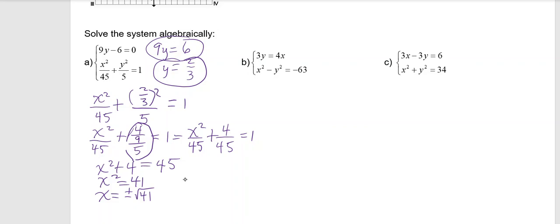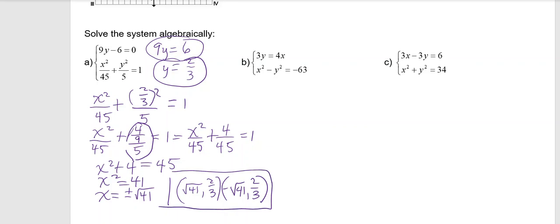So here are my coordinates: positive square root of 41, 2/3, and negative square root of 41, 2/3. There are the 2 points of intersection of those two graphs. And remember, you always have to write your solutions to the system as ordered pairs.